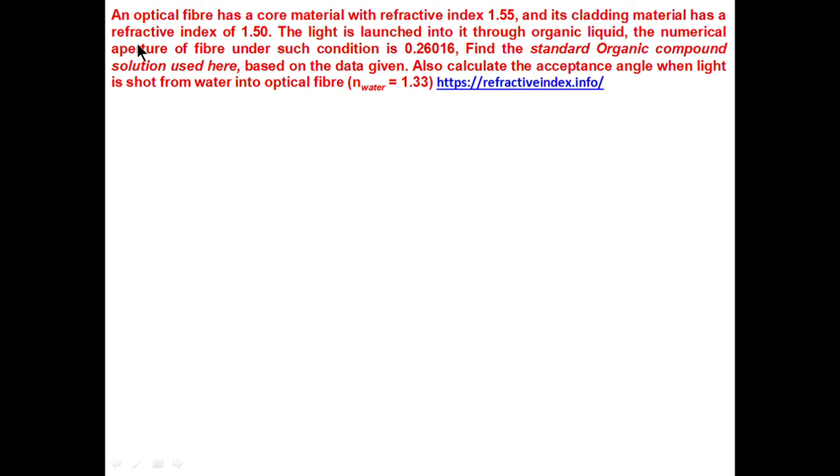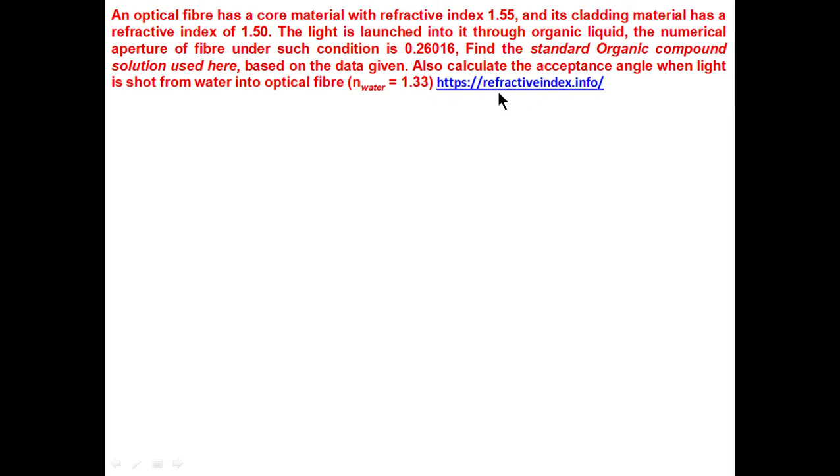The next problem is: an optical fiber has a core material with refractive index 1.55 and its cladding material has a refractive index of 1.5. The light is launched into it through an organic liquid. The numerical aperture of the fiber under such condition is 0.26016. Find the standard organic compound solution used here based on the data given. Also calculate the acceptance angle when the light is shot from water into the optical fiber, given the refractive index of water is 1.33.